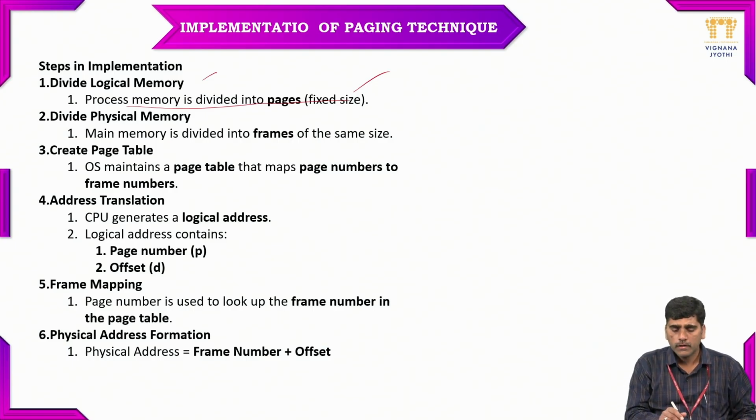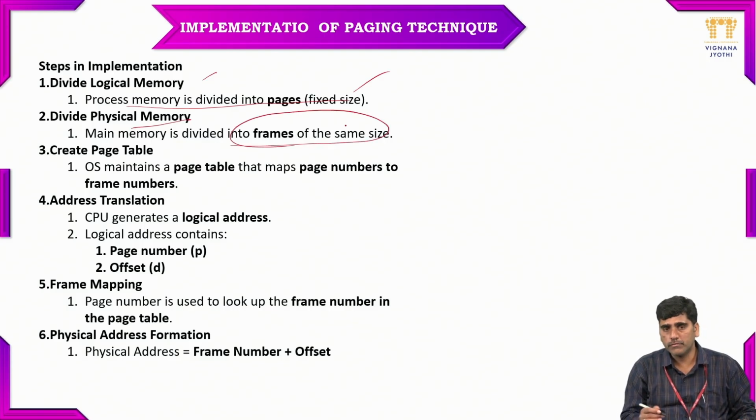The second step is to divide physical memory. Main memory is divided into frames of the same size, so each and every block is divided with the same size, that is, frames. And then create a page table. The OS maintains a page table that maps page numbers to frame numbers, each and every page with each and every frame number.